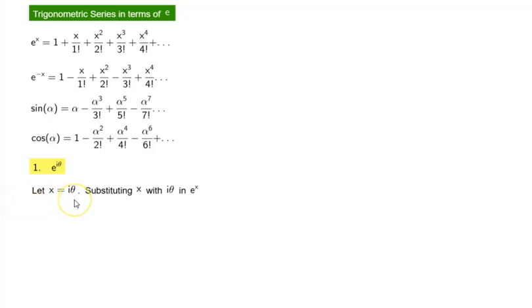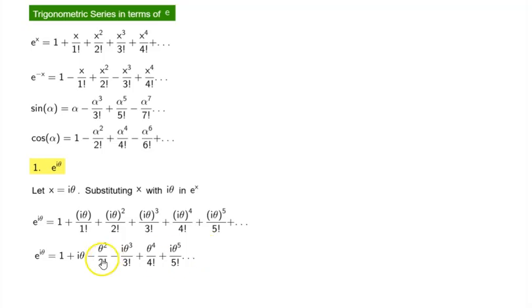So let x equal to i theta. Substituting x with i theta in e to the power of x, we get e to the power of i theta is equal to 1 plus i theta by 1 factorial plus i theta square by 2 factorial and so on. Simplifying this, we get 1 plus i theta minus, because of this i square, theta square by 2 factorial minus i theta cube by 3 factorial plus theta to the power of 4 by 4 factorial and so on.